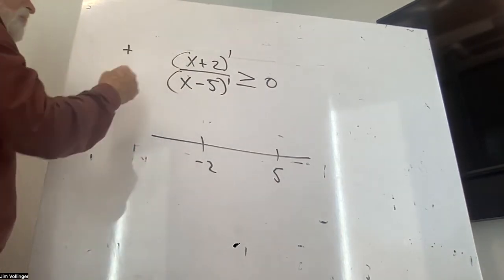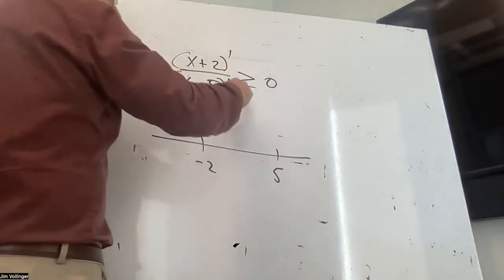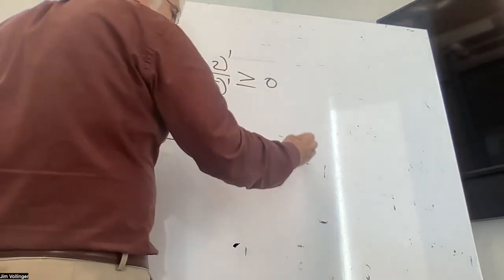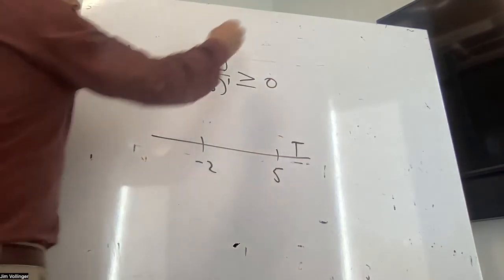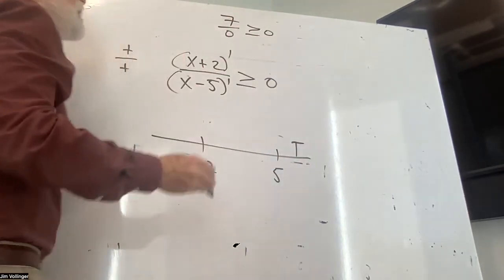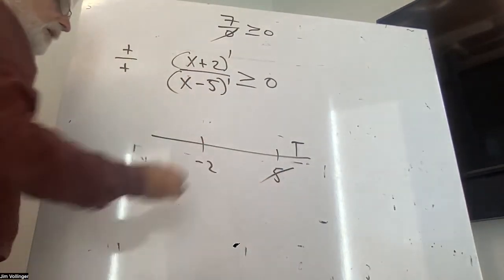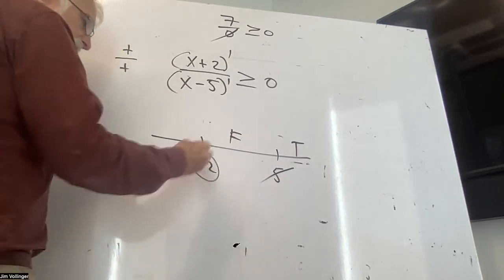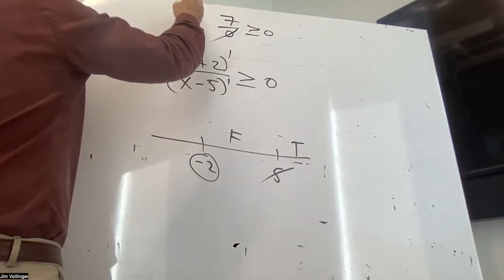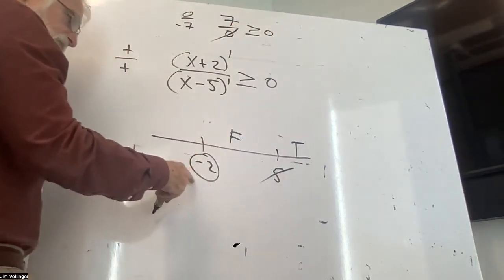Put 1,000,000 in. 1,000,000 gets me a positive numerator, a positive denominator. Is a positive divided by a positive greater than or equal to 0? True. Put a 5 in here. If I put a 5 in, I get 7 divided by 0. Is that greater than or equal to 0? Heck no. You can't divide by 0. You can't use the number 5. Sign change. That will work. 0 over -7, that's fine. That does equal 0. So that does work.